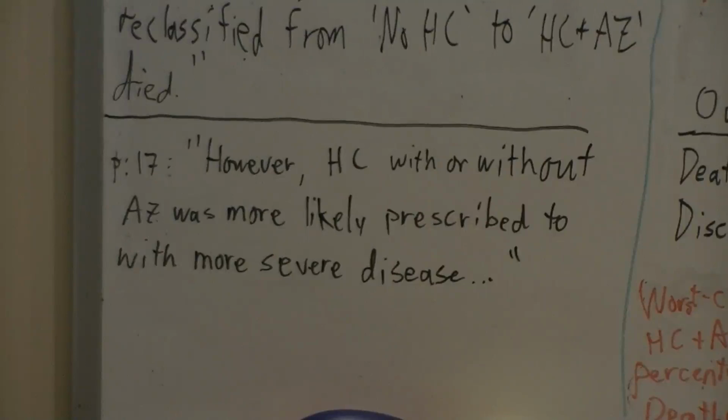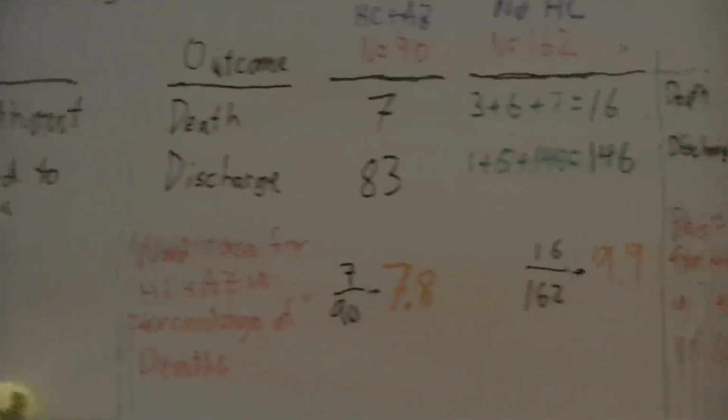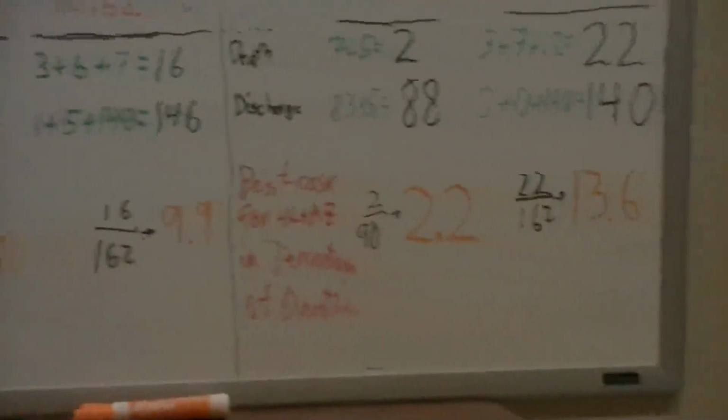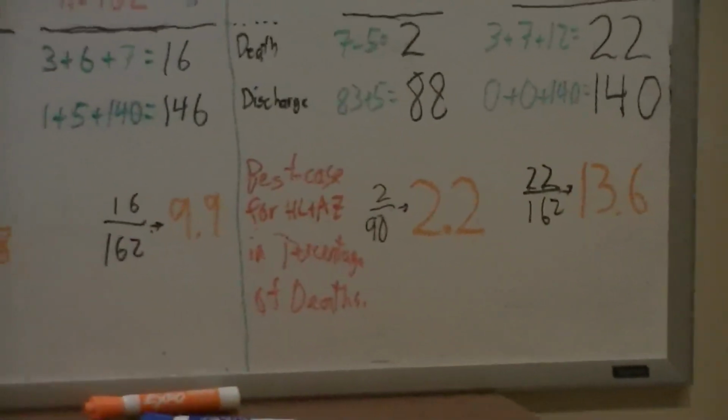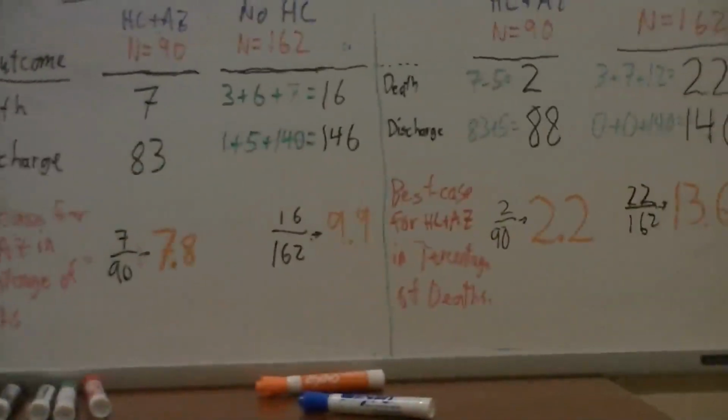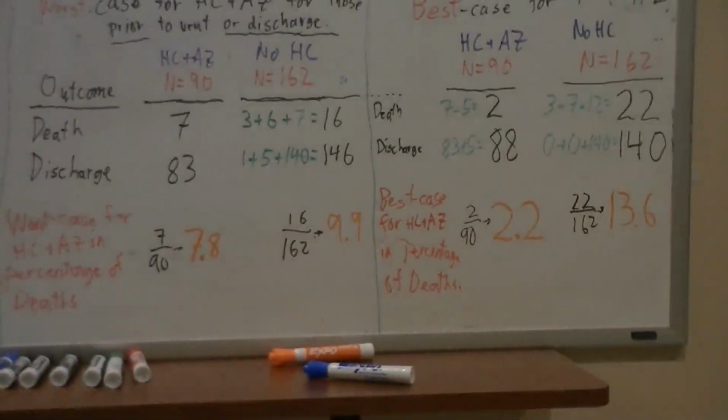But I will comment that the authors themselves make a statement on page 17 of their article that HC with or without AZ was more likely prescribed for the more severe disease. So if we look over here and say what that outcome would be, there is some cause to think that you would be more likely for the best case for HC plus AZ to be present than for the worst case, okay, based on the author's own description here.